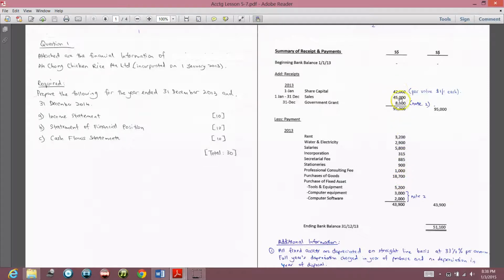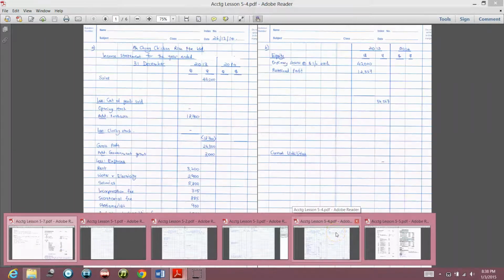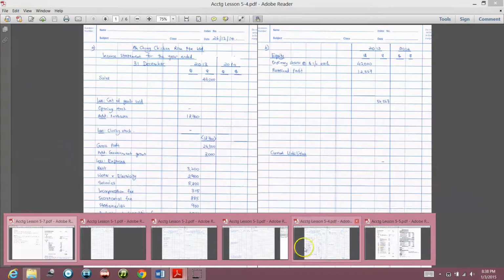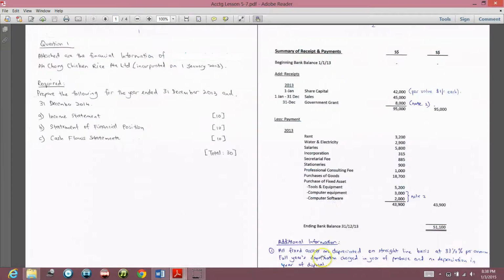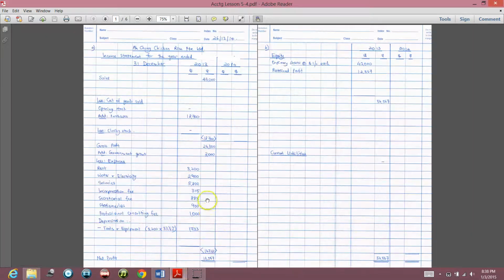Not difficult, right? So sales is 45,000. This is from 5.5, and this is from 5.4, from just now over here. This is all, except the depreciation, which I calculate, and also this government grant, which I'm going to explain now.